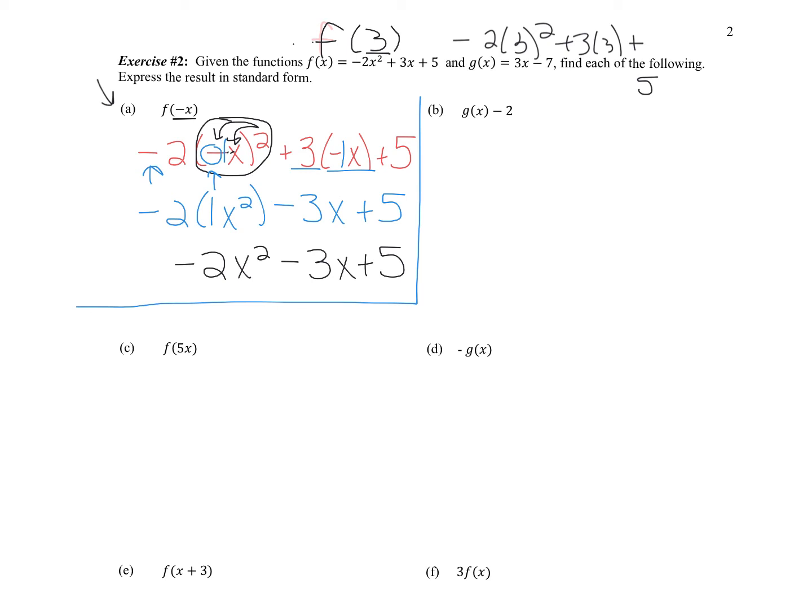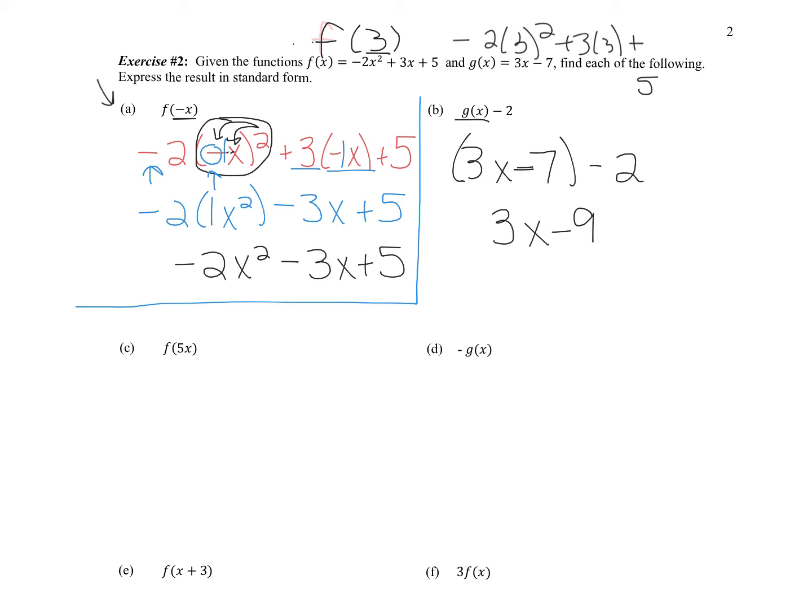The next one's a little different. It says g of x, so I want to keep g of x. So here's g of x. I'm going to write it down. And then on the end, I'm going to tack on a -2. Now I'm going to use parentheses. Doesn't really matter in this one because we're not multiplying or we're not subtracting a binomial or anything like that. So now when I combine like terms, I get 3x minus 9. Notice we didn't plug in anything for x. We basically just tacked something onto the equation because it was outside of the g of x.